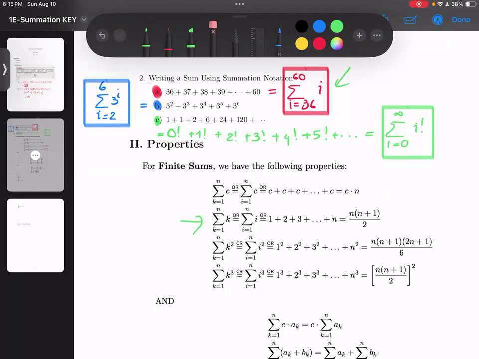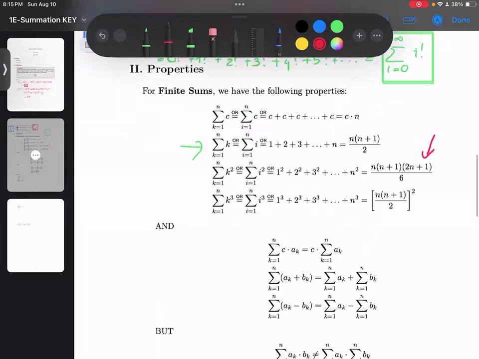The square one, summation k equals 1 to n of k squared, or sometimes you use i, same thing, right? Then it means 1 squared plus 2 squared plus 3 squared all the way to n squared. Then the shortcut will be that formula. And then the last one will be the cube one, summation k equals 1 to n of k cubed. Then we have this shortcut. You are not expected to memorize these. It will be given to you if I ask you something like this, okay?